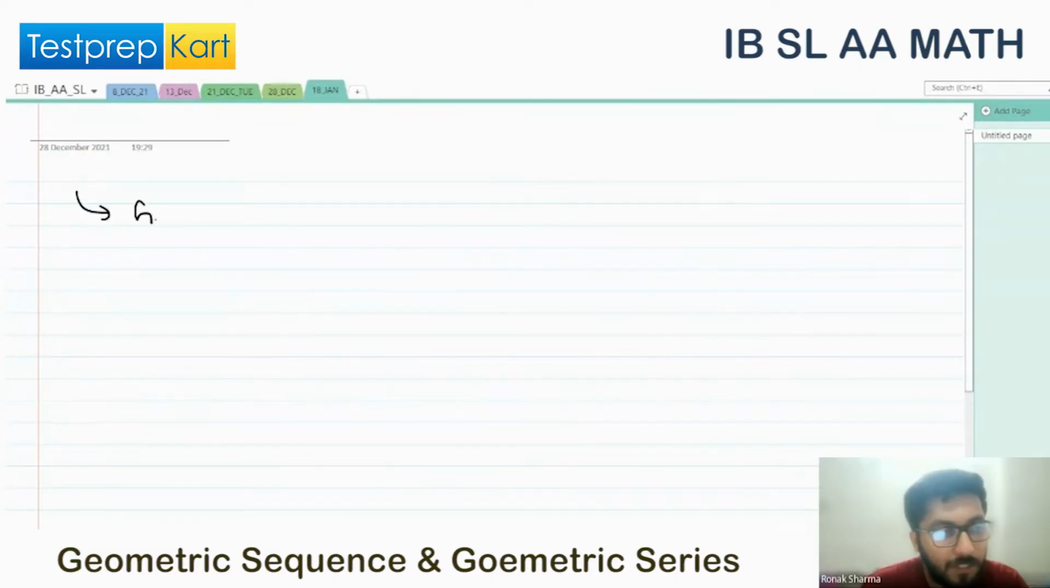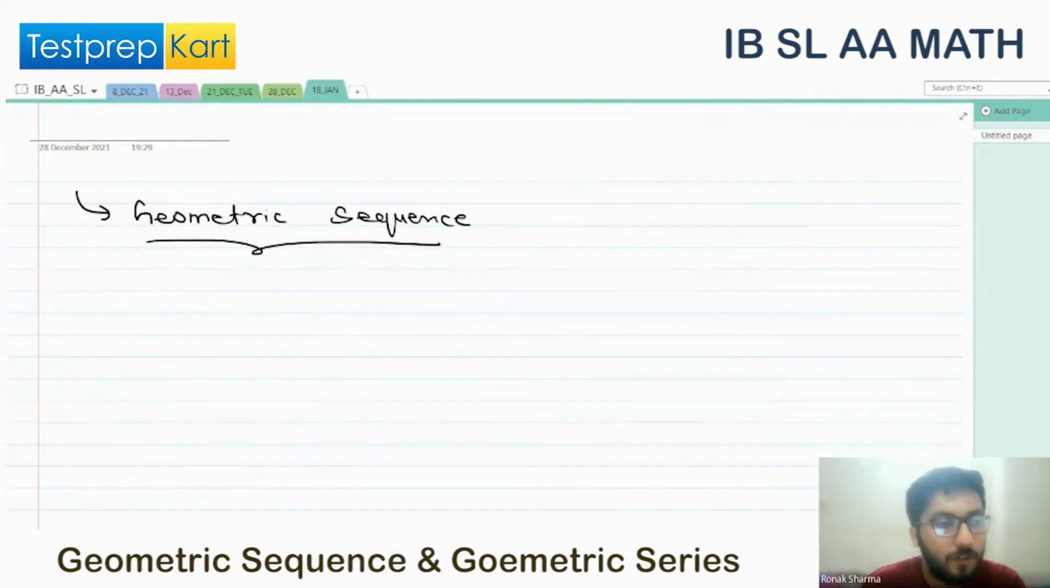If we see geometric sequence, we have covered the basics, but I'm just repeating it once again. If we go for the geometric sequence, one thing you should know is that in the arithmetic sequence, each term, or basically each consecutive term, has a constant difference, right? If you pick the difference of two terms, it will always come out to be constant.